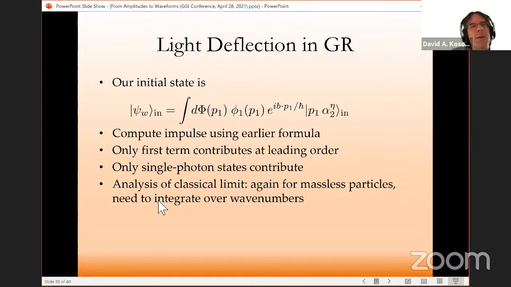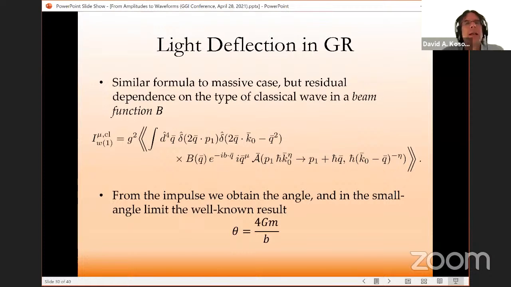And this is coming from constraints that are relating also to the Gaussians for the beam structure. And one can turn the crank again, and there's a very similar formula that emerges to the leading order formula for the impulse, except that here there is a dependence on the type of classical wave in a so-called beam function, which I've left in here. And from the impulse, we can obtain the angle. And if we go to the small angle limit, then we obtain the well-known result of 4GM over b.